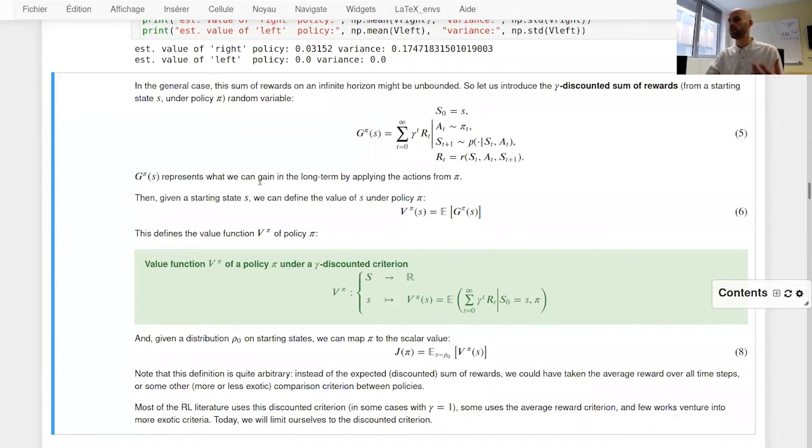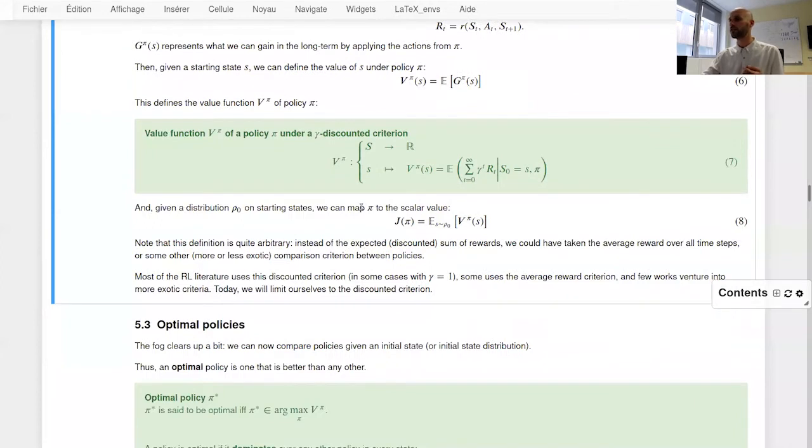So G^π(S) represents the random variable describing what we can gain in the long term by applying the actions from π. Then, given a starting state, we can define what we will call the value of S under policy π, which is the expected value of G^π(S). This defines the value function V^π of a policy π, because this allows me to define this criterion in every single possible starting state of my system to control. And so V^π(S) is a mapping from states to real variables, scalars, that maps states to the expected value of the accumulated reward over an infinite horizon.